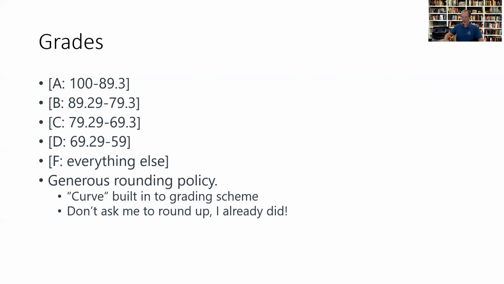So don't ask me to round up. I already did. I'm going to get someone who got 89.29 or whatever, and they'll be like, oh, it's not fair, I should get an A. Like, no, I've already built in the fairness by rounding up from 0.3. So don't ask me to round up because I already did. If I made a mistake, let me know. But the computer does all the math.